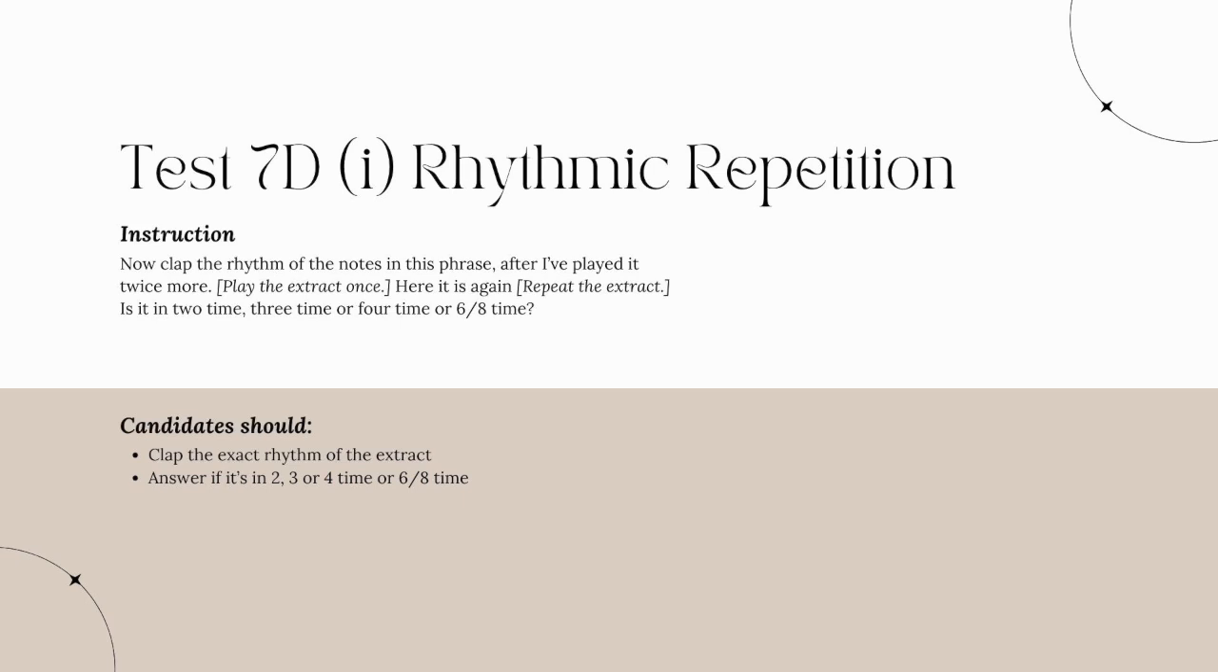Now, clap the rhythm of the notes in this phrase after I've played it twice more. An examiner played the extract once. Here it is again. Examiner repeat the extract. Is it in 2 time, 3 time, or 4 time, or 6/8 time? The candidates should clap the exact rhythm of the extract and answer if it's in 2, 3, or 4 time, or 6/8 time.